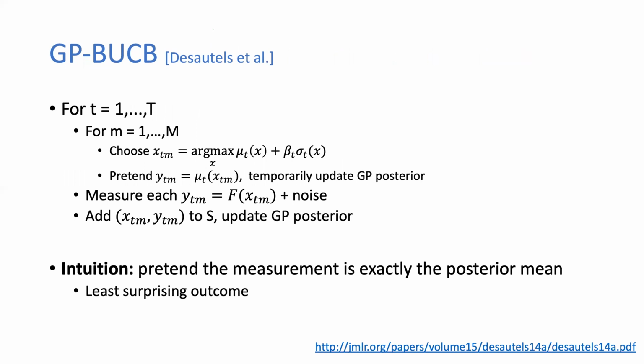There are fairly standard ways to parallelize these algorithms. This is Gaussian process batch upper confidence bound. The basic idea is, suppose the batch size is capital M. We do the standard GP-UCB upper confidence bound criterion, but when we create our batch, we pretend that we observed the mean. We pretend that the observation we make is just the mean value, and then we temporarily update our posterior, and then we repeat. That's how we create our batch. The intuition is that we pretend that we got the least surprising outcome of the measurement, so then we can just greedily grow this batch of size M.